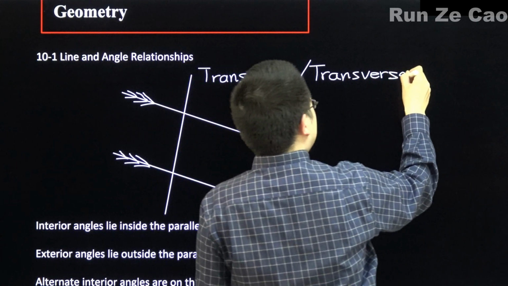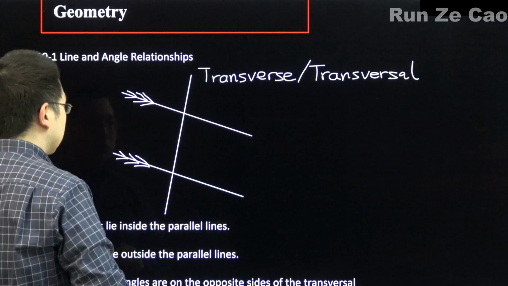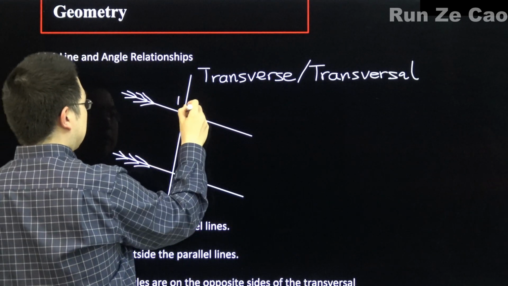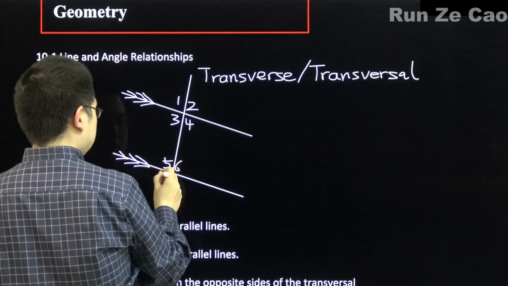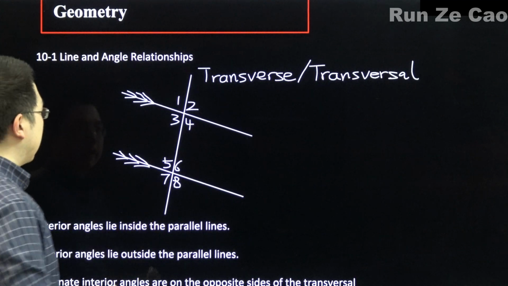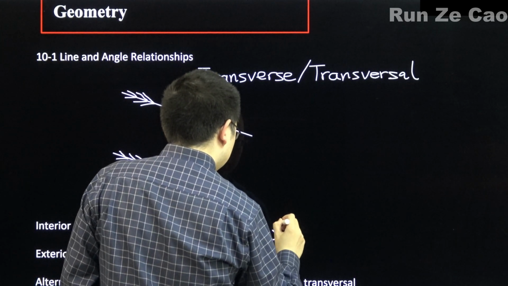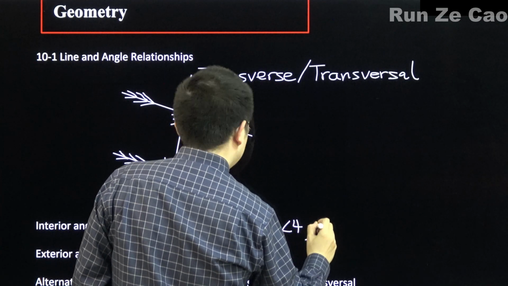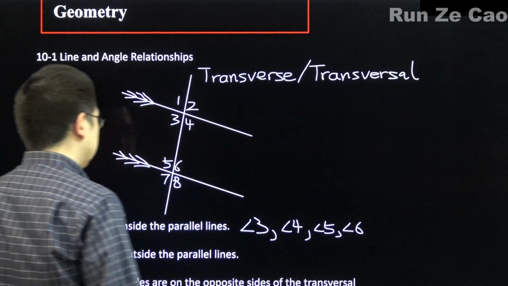Now, what about these angles? Well, let's label them: 1, 2, 3, 4, 5, 6, 7, 8. Interior angles are inside the parallel lines. So in other words, angle 3, angle 4, angle 5, angle 6.